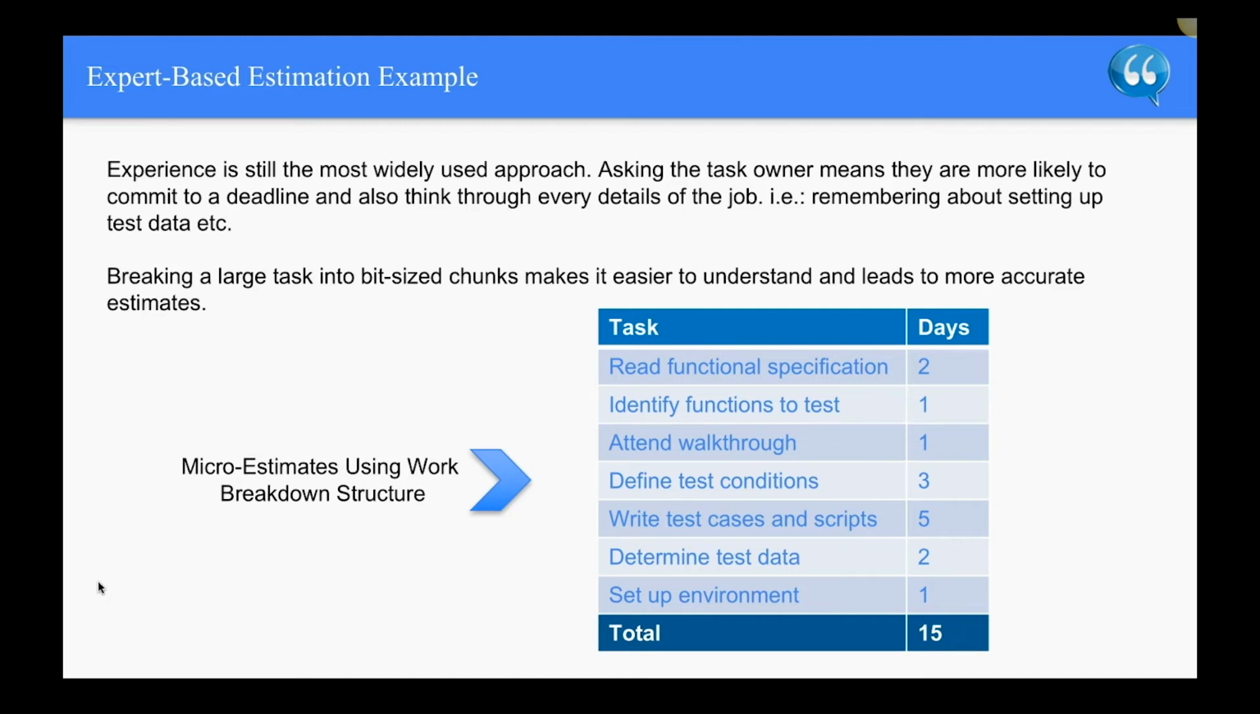So in this table here, as an example, a task is read a functional specification, about 2 days, identify functions to test, 1 day, attend walkthroughs, 1 day, define test conditions, 3 days, write test cases and scripts, about 5 days, determine the test data, about 2 days, and set up the environment, 1 day. So that gives you an estimate of 15 days' worth.